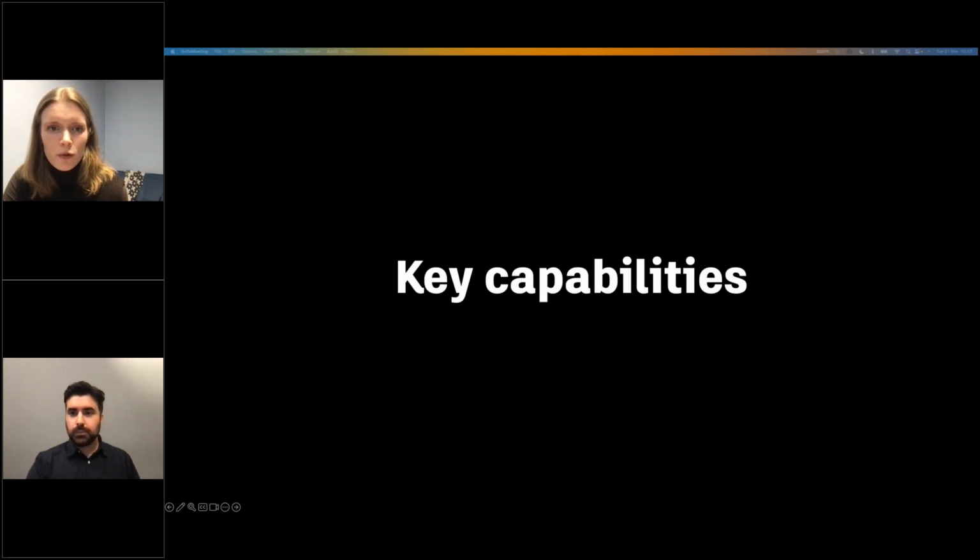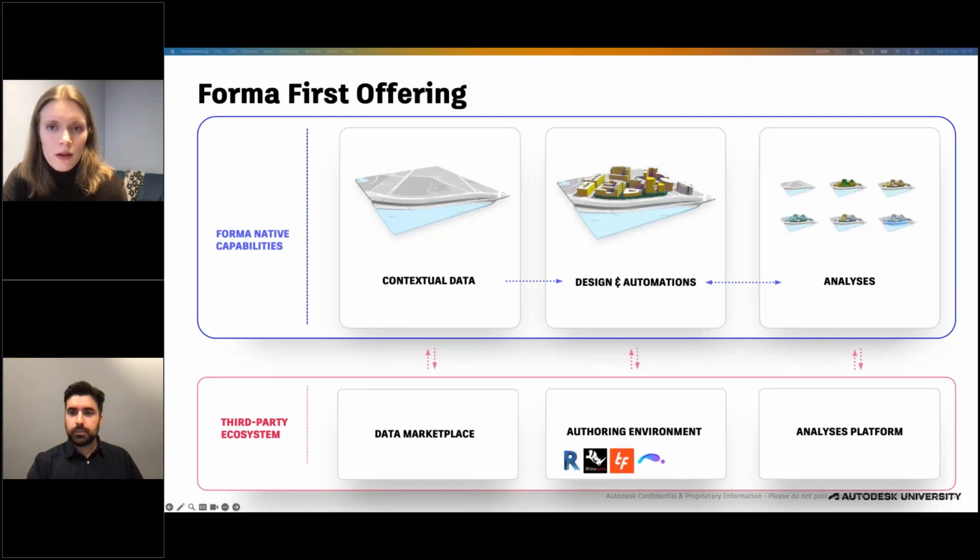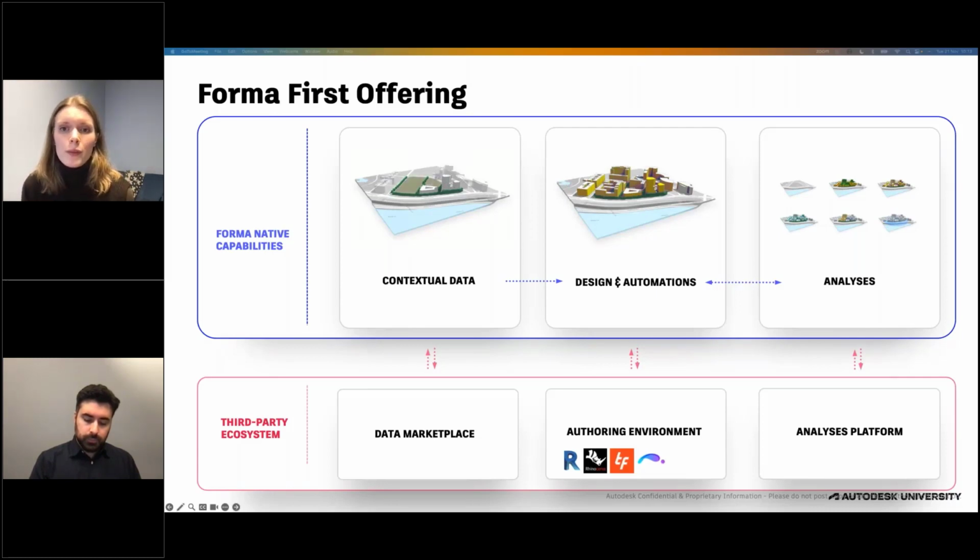So next I want to give you an overview of some of the key capabilities. I won't go through everything because Torbjörn is going to be showing you some of this in the demo later. But a central part of our philosophy and strategy when building Forma is to build software with openness and extendability in mind. For this reason, you'll notice that Forma consists both of capabilities that we have built ourselves, that you can see here at the top, and also of tools and extensions that are built by third parties or in collaboration with third parties.